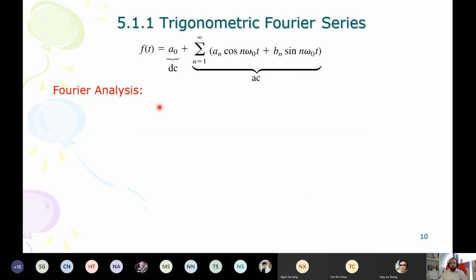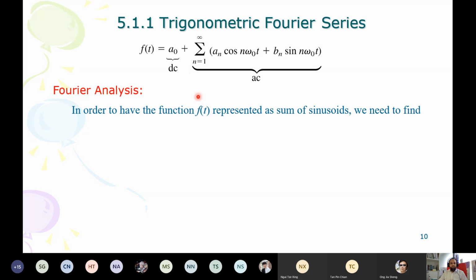All right, so analysis. Analysis means actually finding out and then eventually expressing the function f of t in terms of the Fourier series. So analysis means in order to have the function f(t) represented as a sum of sinusoids, we need to find the Fourier coefficients a naught, a n, and b n. And the process of finding a naught, a n, b n is called Fourier analysis. And actually, that's the main task. In order to express a function f(t) in Fourier series, we need to find a naught, a n, b n, and this is where all the effort will be spent.